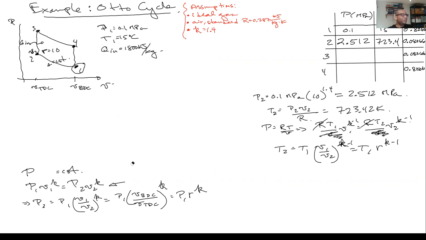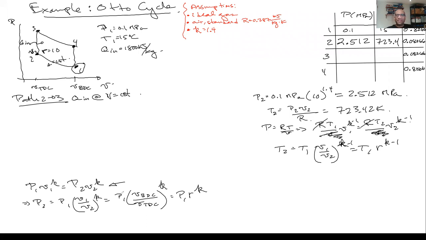Okay, so path 1 to 2... Here, I'm going to keep it from here. So I'm going to do path two to three. This is heat addition at constant volume.